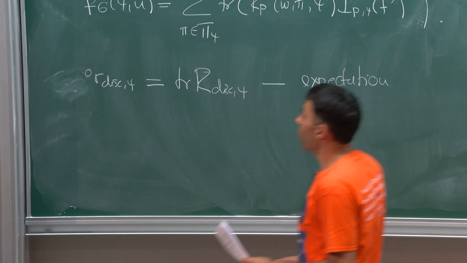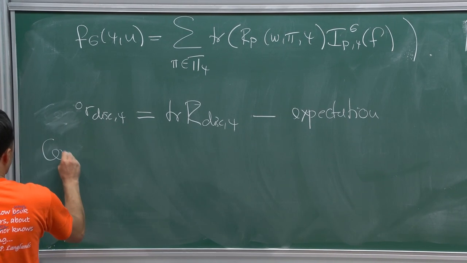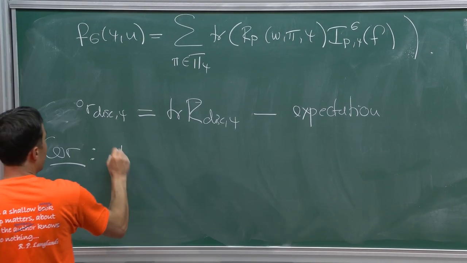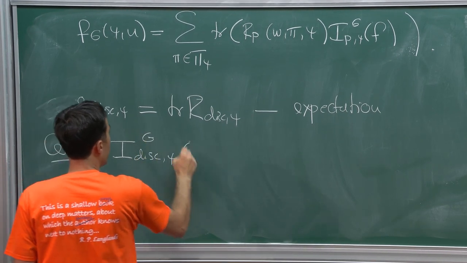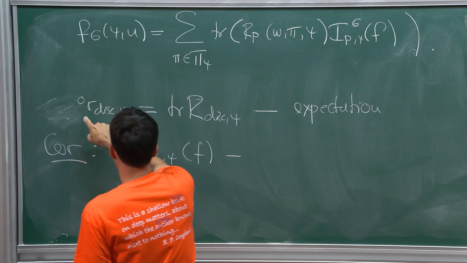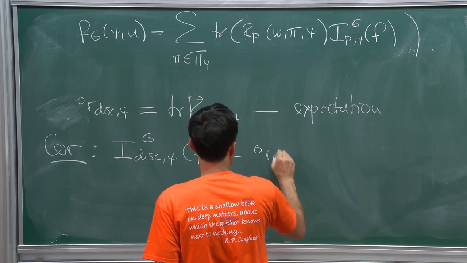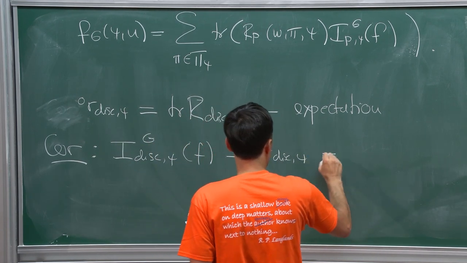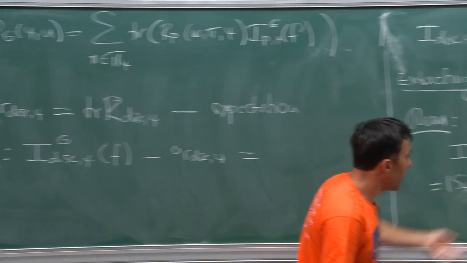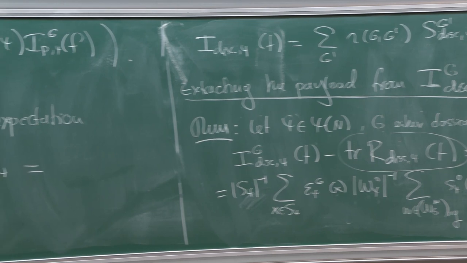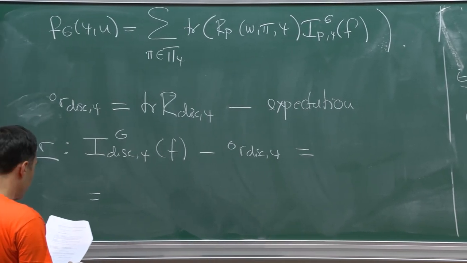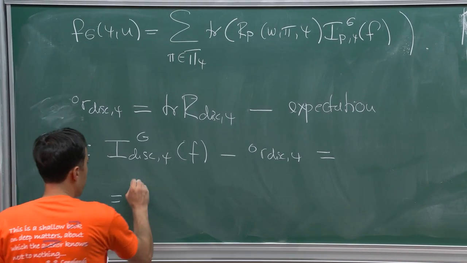And then we get a corollary, which tells you that the difference between the psi-discrete part of the trace formula and this error term here can be expressed in a very similar way to what I wrote here. But it is a little bit better suited for a comparison of trace formulas that we're going to do in a second.